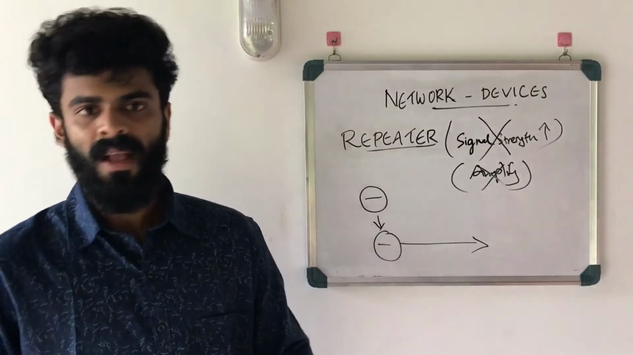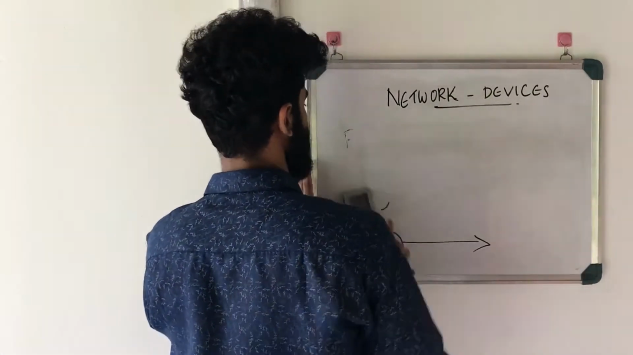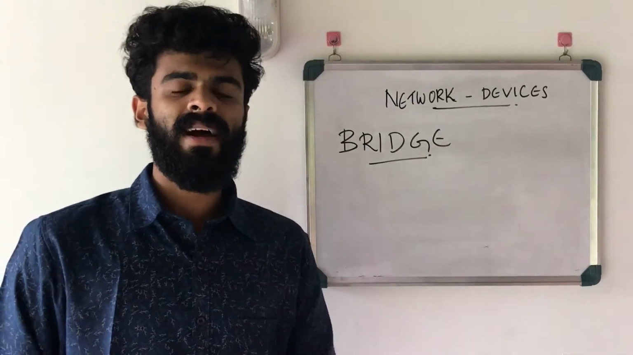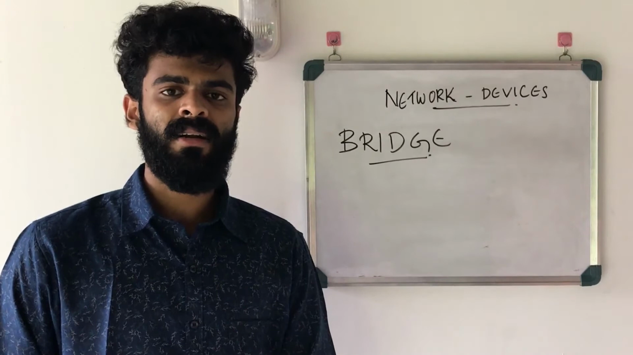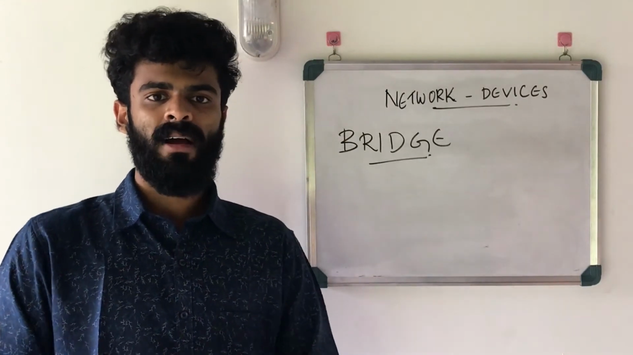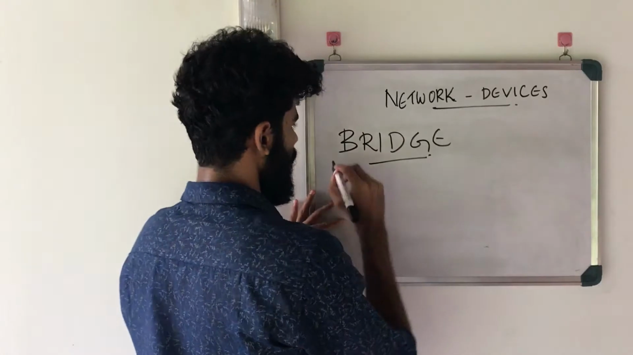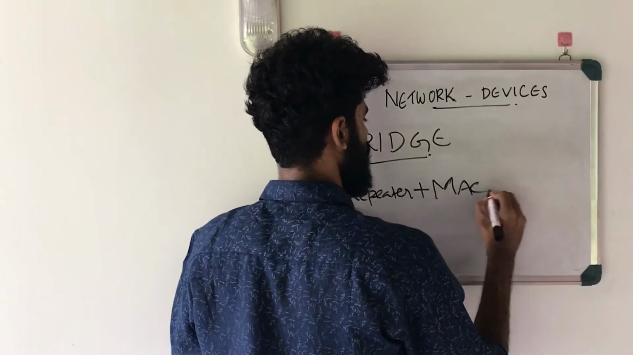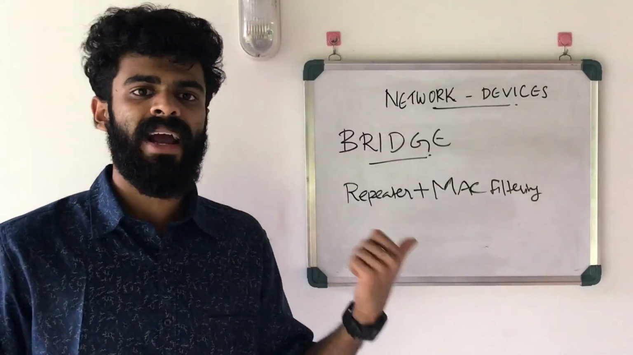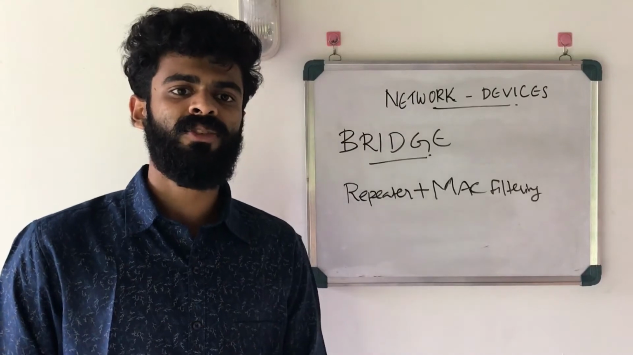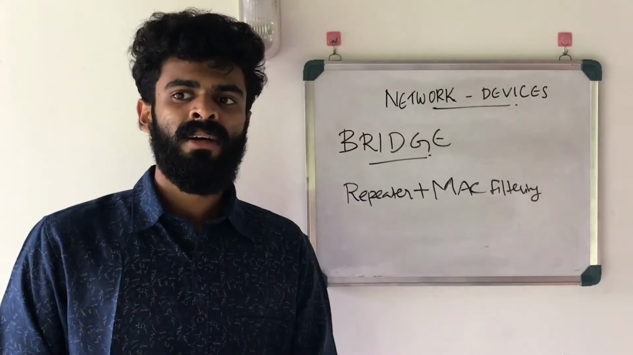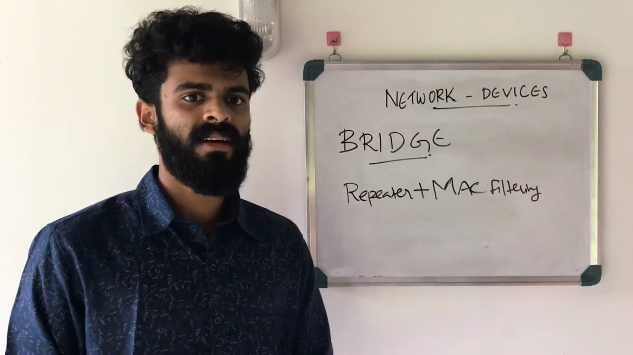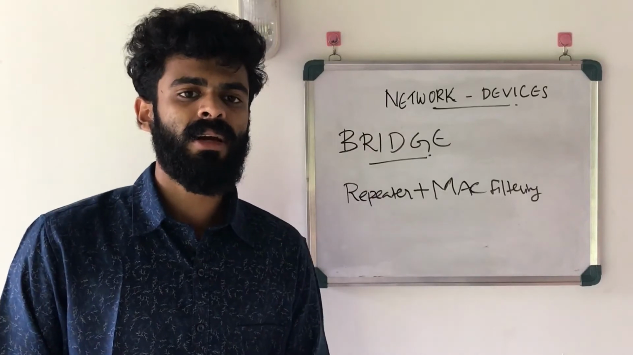Moving on, the next device is bridge. Bridge is nothing but a repeater with an add-on functionality of MAC filtering. In the previous class, we have learned that MAC is a unique physical or hardware address used to identify a piece of hardware in a network. To be specific, a MAC address is the address of an NIC, or network interface card.